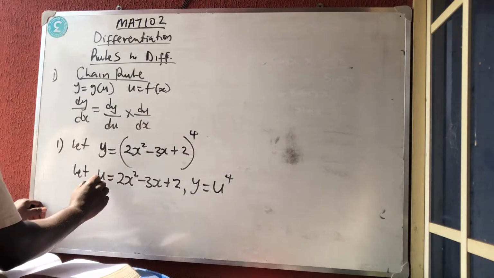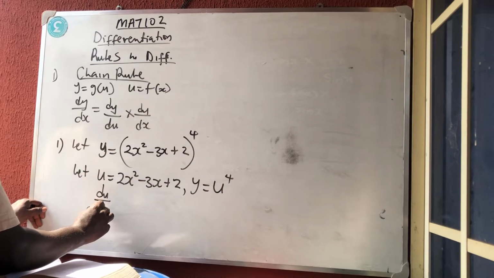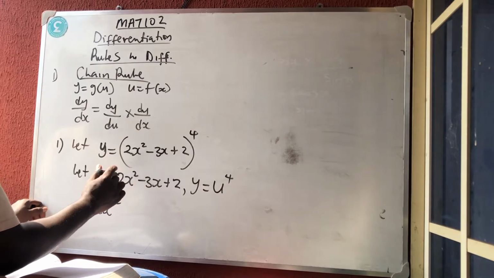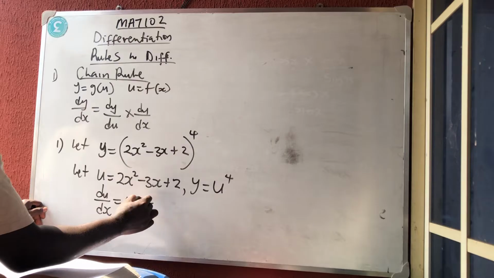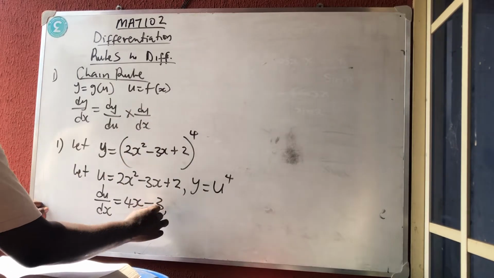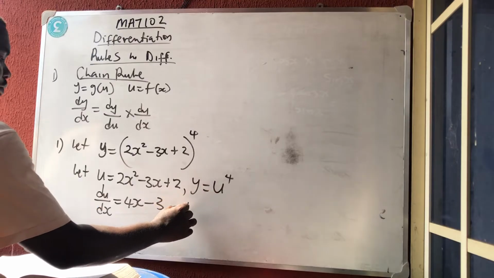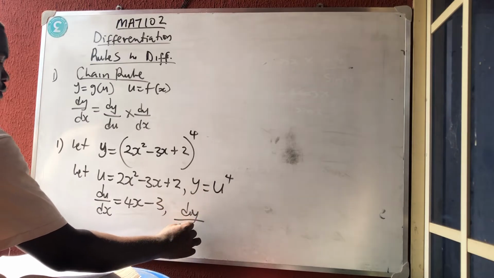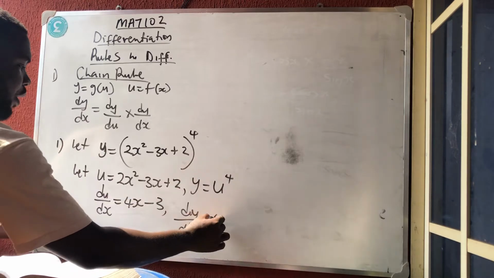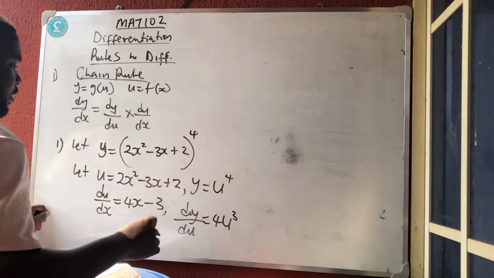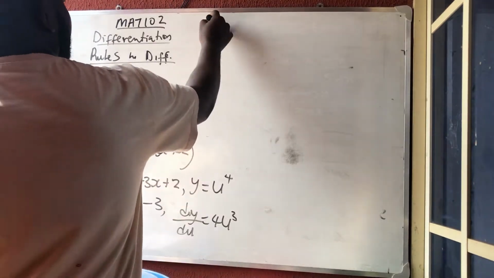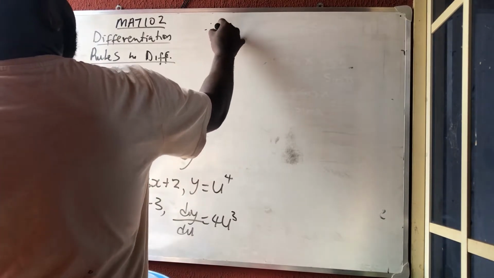Now these two give me du/dx, which is: multiply by the power, remove 1 from the power. I'm having 4x minus, differentiation of 3x is 3. Differentiation of a constant is 0, that one is gone. To get dy/du: differentiate, multiply by the power, remove 1 from the power, 4u raised to power 3.